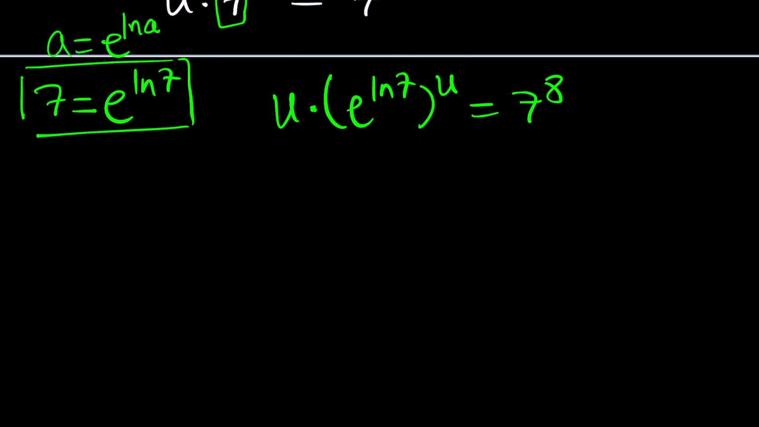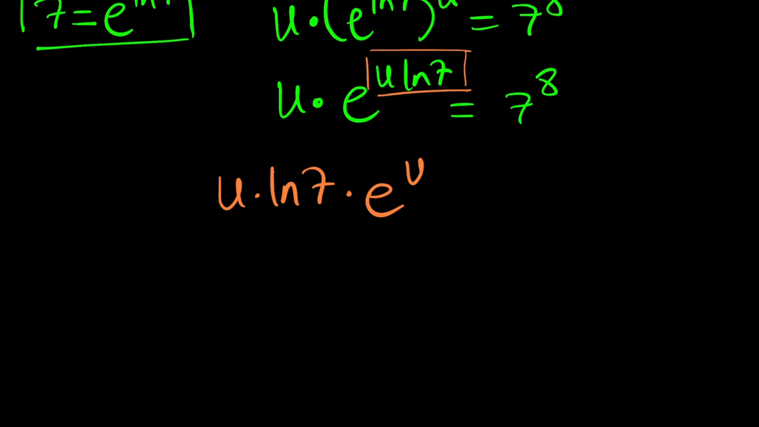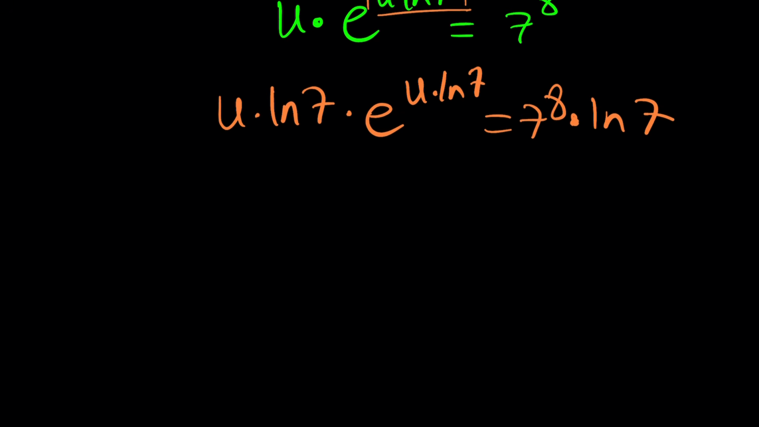And then we're going to go ahead and distribute this, but it's going to look like this. u times e to the power u ln 7. It's better to write it that way. Trust me on that one. Equals 7 to the 8. Now, the left-hand side is almost ready. The only thing we need to do is multiply both sides by ln 7, because you want this to be your t, right? Hopefully. It's going to look like this. u times ln 7 times e to the power u times ln 7 equals 7 to the power 8 times ln 7. Beautiful. Now, we're going to go ahead and apply Lambert's W on both sides.